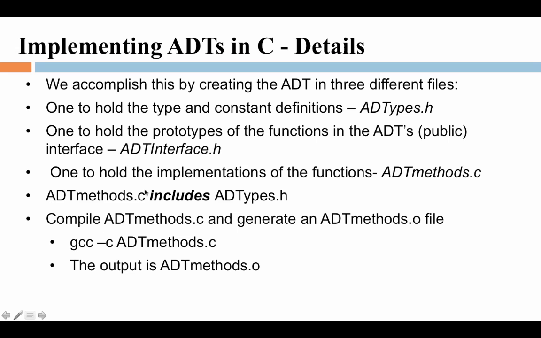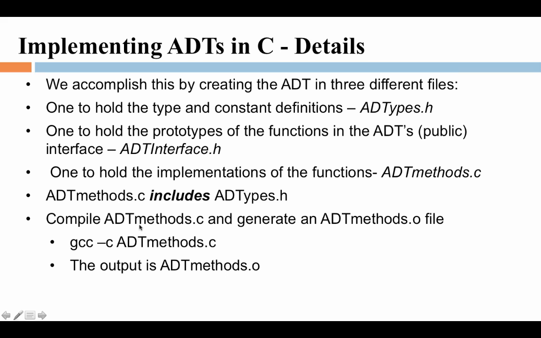Now the ADT methods.c, which has all the appropriate functions, that is the functions in the interface.h and any other internal functions which are not in interface.h, this .c file will include the abstract data types.h. That is the file that contains the data organization, the appropriate structure definition, and the type names that you created. They will all be there in ADT types.h. So therefore, ADT methods.c will include ADT types.h. Now you are done. So what do you do first?